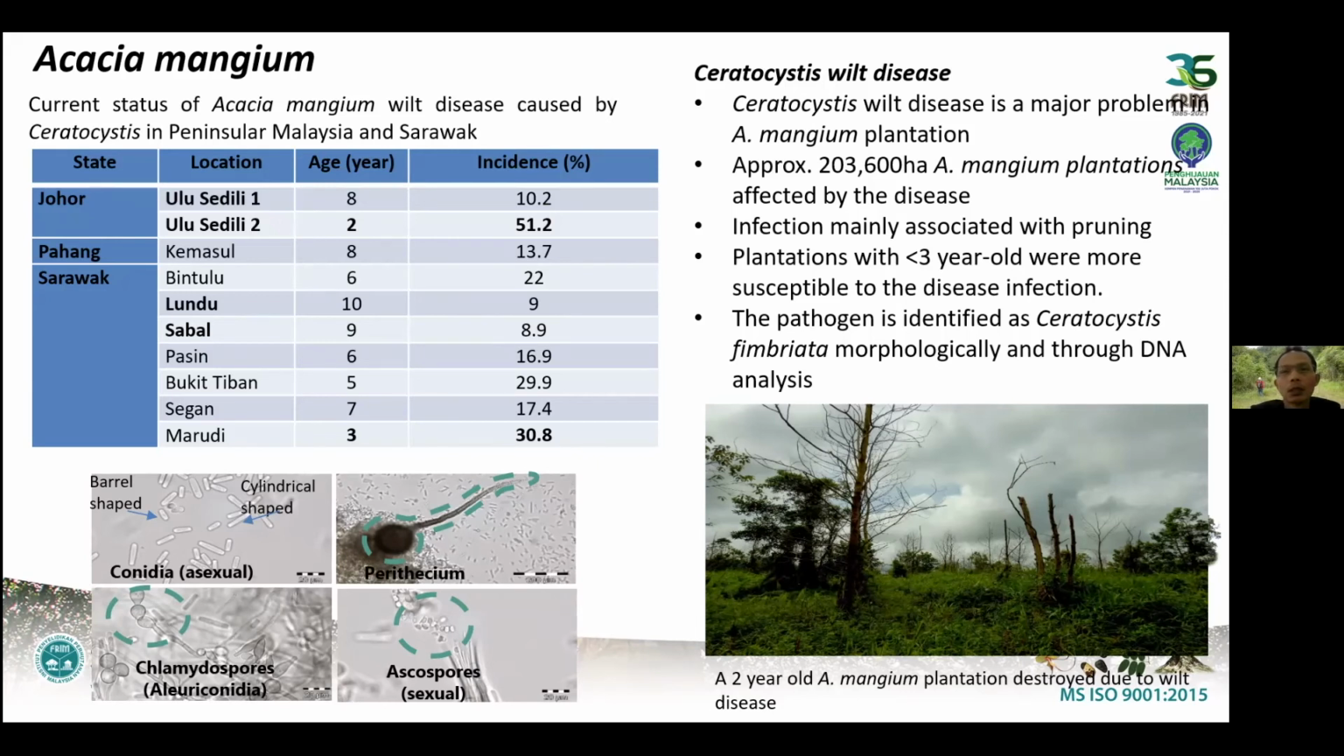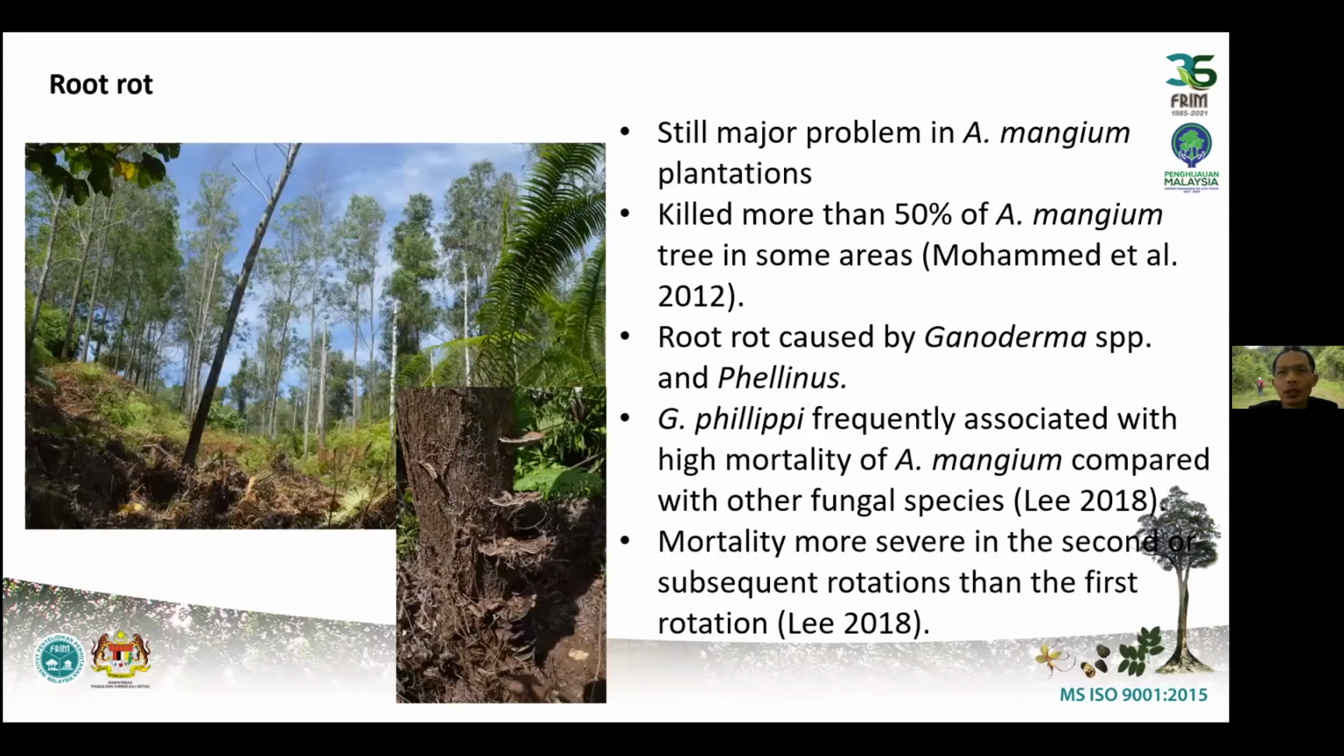The second one is root disease. This is still a major problem in Acacia mangium plantations. It can kill more than 50% of Acacia mangium trees in some areas. The pathogens are mostly Ganoderma and also Phellinus. However, Ganoderma philippii is more frequently observed to be associated with high mortality of Acacia mangium compared to other species. We also found that the severity of the disease is much higher in the second and subsequent rotations than in the first rotation.